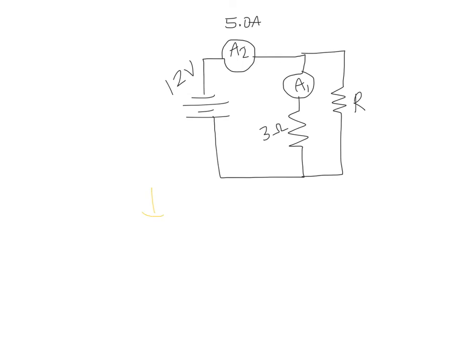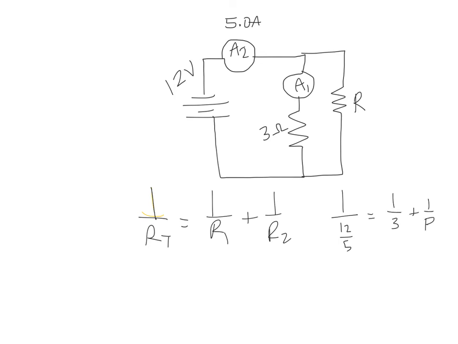So because it's in parallel, well, that's not going to work. Because it's in parallel, I know that 1 over R total equals 1 over R1 plus 1 over R2. And I know, because I have numbers for some of those, we said the total resistance was, a second ago, 12 over 5. So 12 over 5 equals 1 over 3 plus 1 over our unknown R that's sitting there. Well, when I divide by fractions, again I have got to flip them. So that instead of being 1 over 12 over 5, that just becomes 5 over 12.